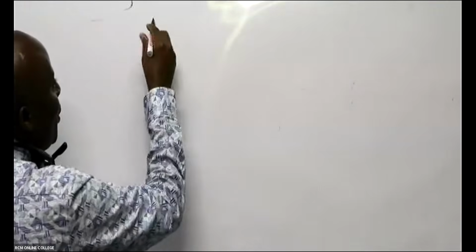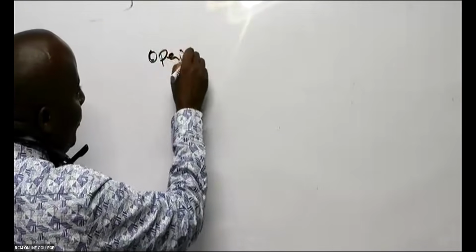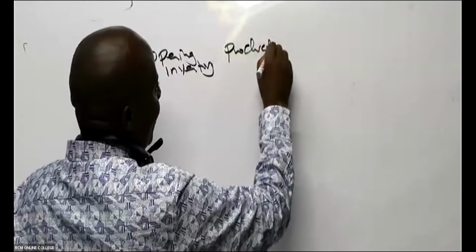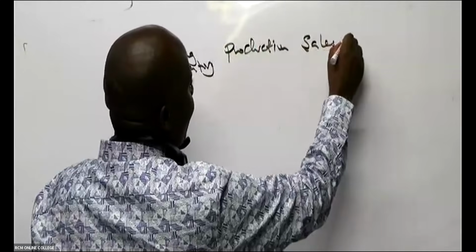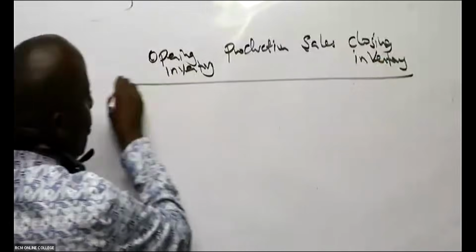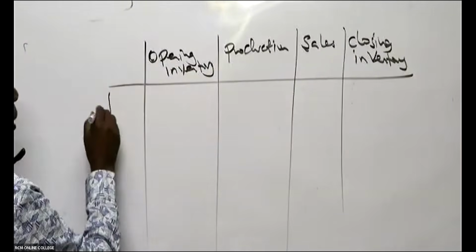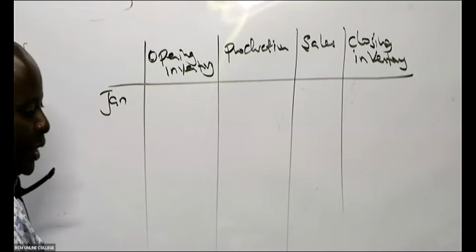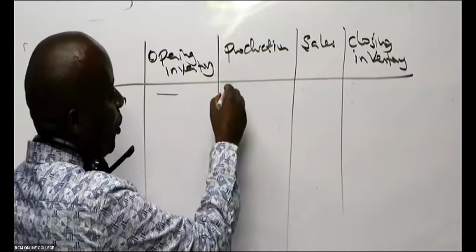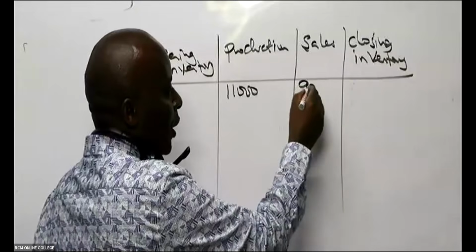So we have here inventory. It's very important for you to get inventories. We have opening inventory, production, sales, then closing inventory. We start with the month of January. I can see evidently that there wasn't any opening inventory. In January, we did produce 11,000. Is that okay? And then we sold how many from the question? So how many were left as closing?